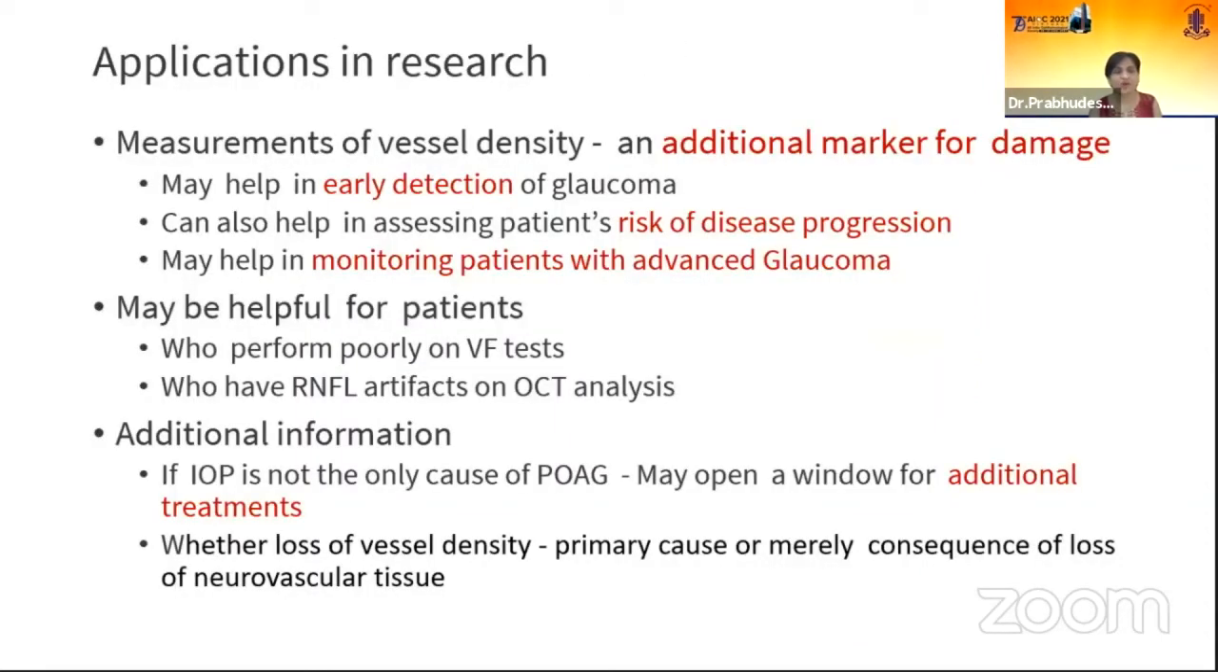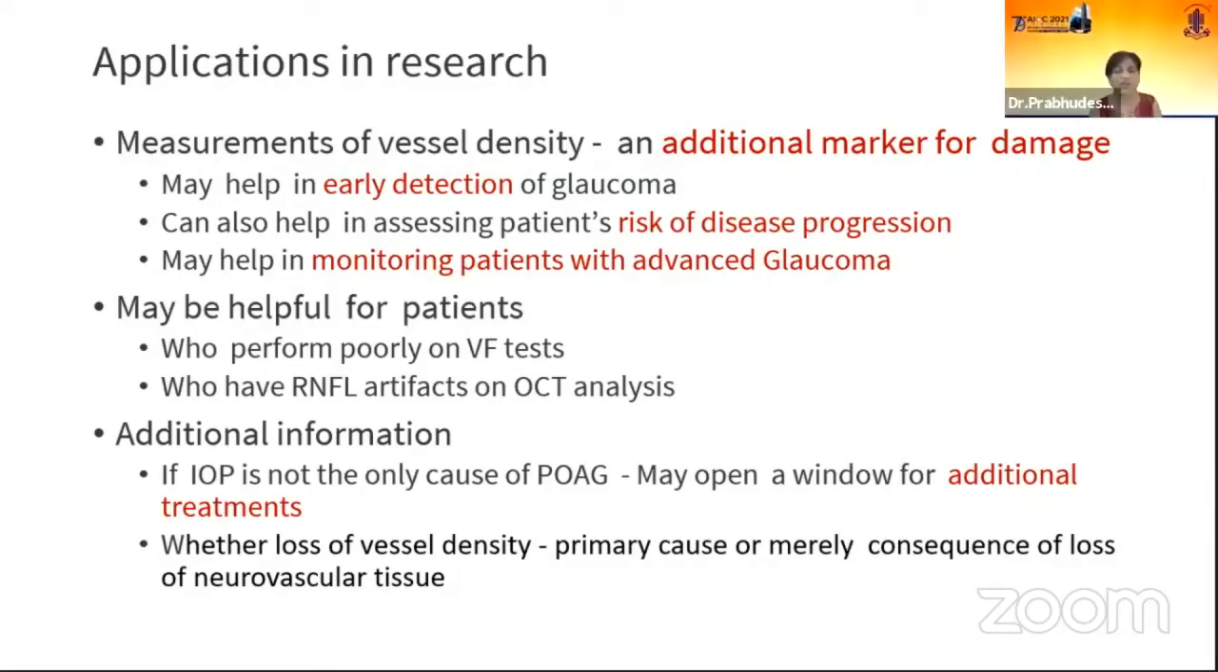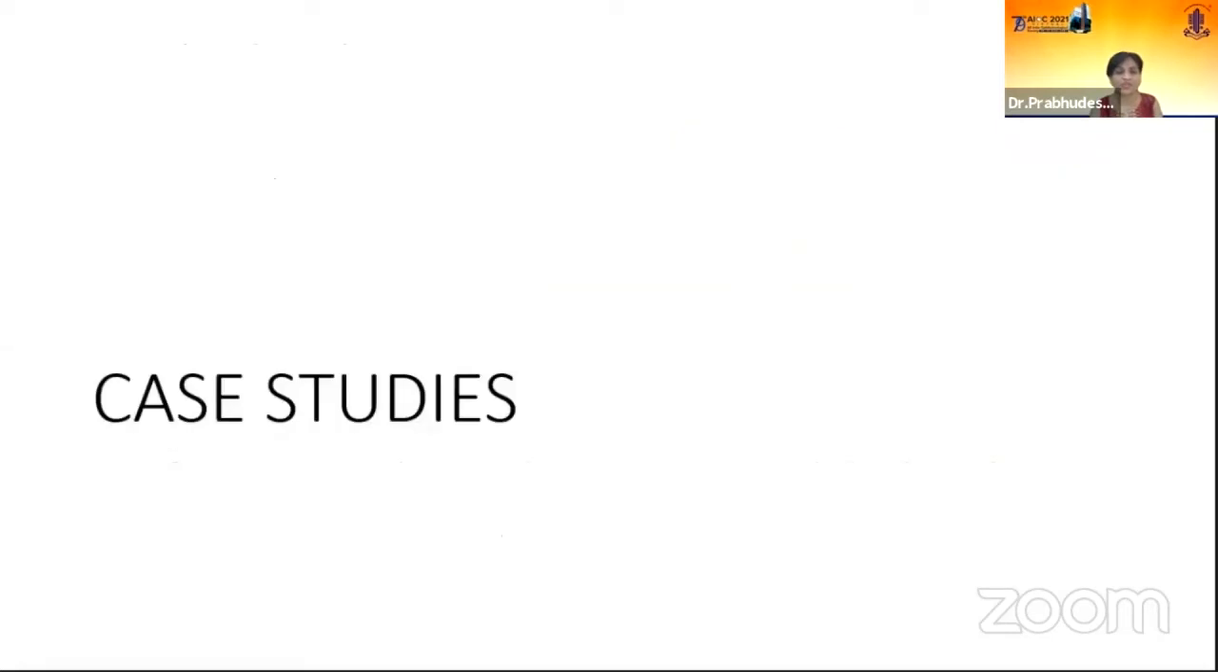So applications of this can be done, having research. So this can be an additional marker for identifying glaucoma. We can have early detection. We can see risk of disease progression and monitor patients with advanced glaucoma. It may be helpful in patients who perform poorly on visual fields and who can have RNFL artifacts on OCT analysis. And if IOP is not the only cause of POAG, and this is another factor, we can have additional treatments for this.